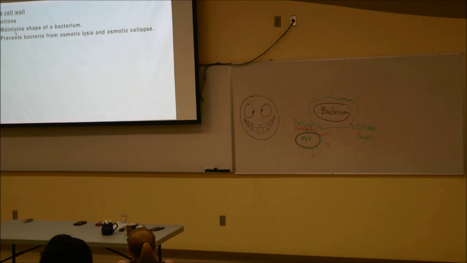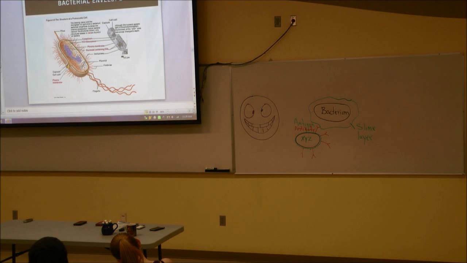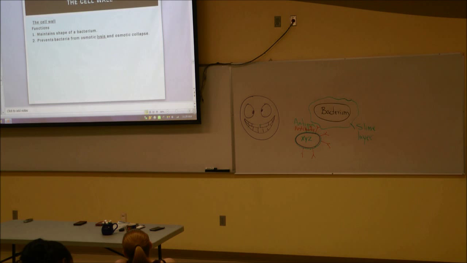The second layer is the cell wall. Let's go back and look at the picture. The cell wall. All bacteria except one have this layer. And the bacterium that does not have a cell wall is called what? Mycoplasma. Please, it's going to show up for sure on your test. Mycoplasmas.